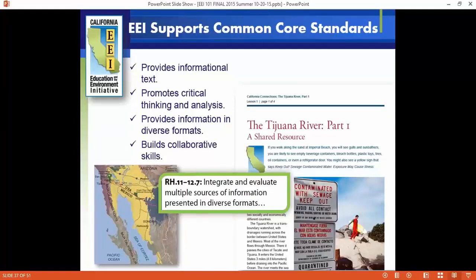But it really fosters things like critical thinking and analysis in some very real ways. It also really does build collaborative skills, because there are so many collaborative activities. Not to mention the information in diverse formats that we see in things like the National Geographic maps, and a lot of the visual aids and information cards that'll have things like graphs and pie charts and multiple ways to analyze information.